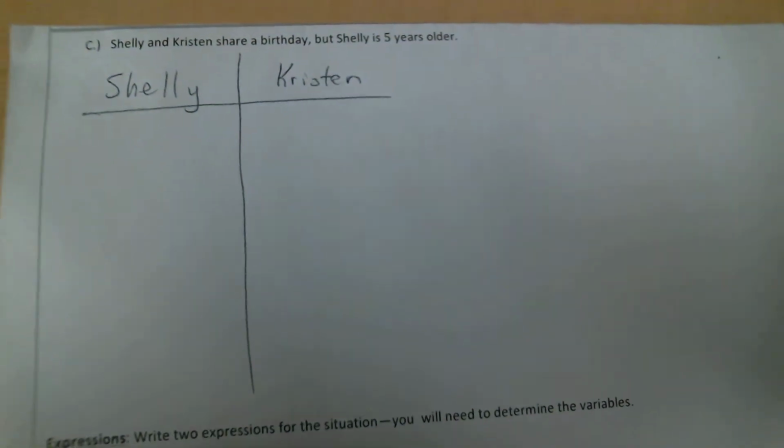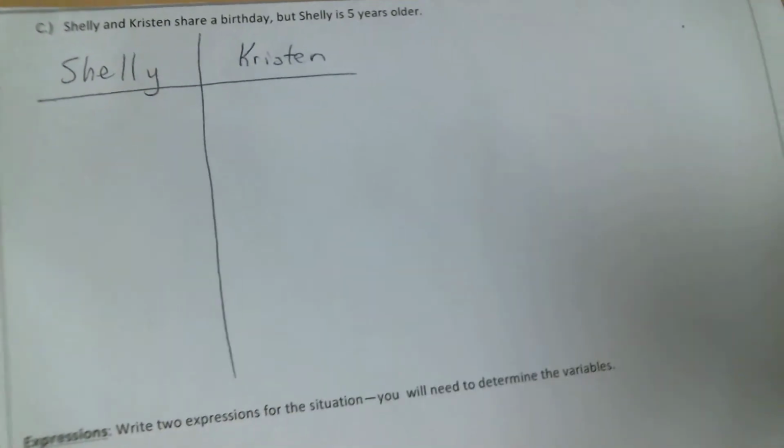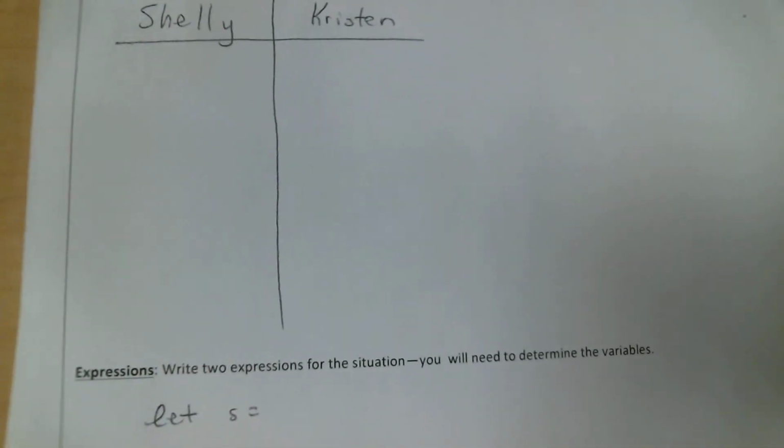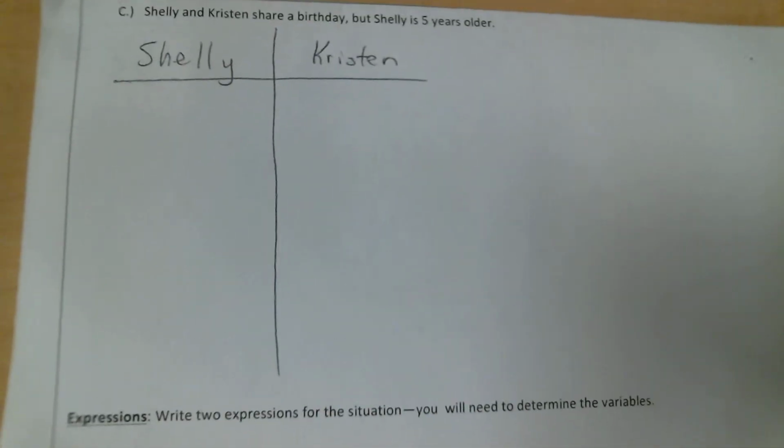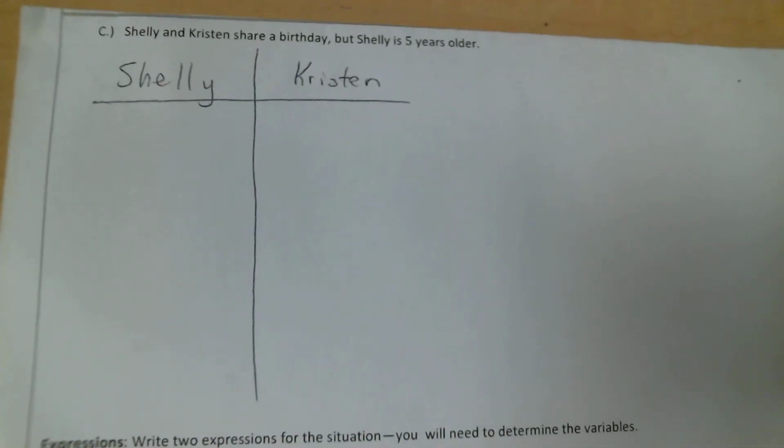What I would challenge you to do is try to look at this. Try to get 2 expressions written for each person. So you have to define some variables at the bottom. Let S equal, let K equal. But I want you to work through this. It'll probably take you about 2 or 3 minutes. And see what you can do.